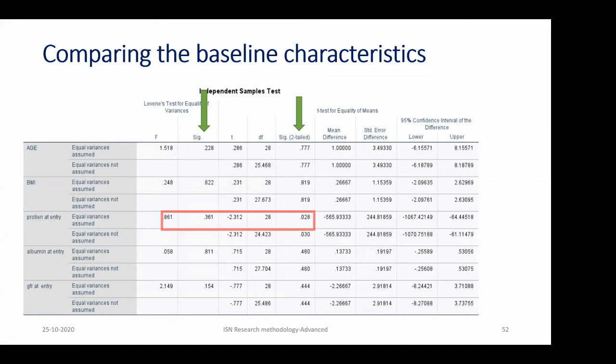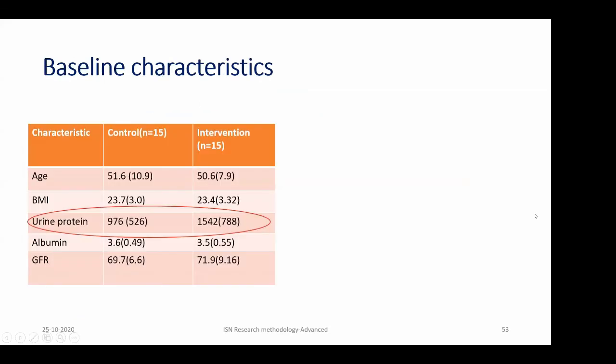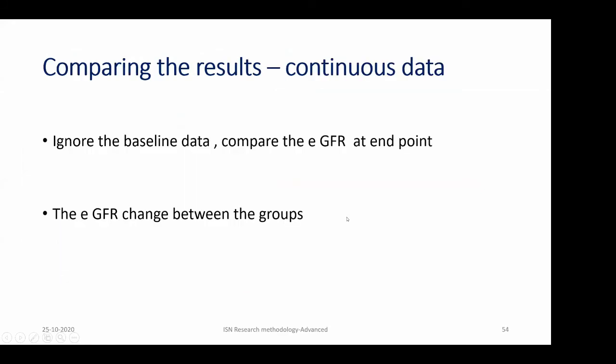Okay. Now, this is going to be a sort of problem. You know that the final GFR is going to be decided by the GFR at admission as well as the proteinuria. So this is how it would look. The control arm has lesser proteinuria, whereas the intervention arm had more proteinuria. Now, there are two ways of comparing the continuous data. One is you ignore the baseline data and compare the GFR at the exit. Second, you can compare the change in GFR between the groups. So don't expect that these two will behave in the same way.